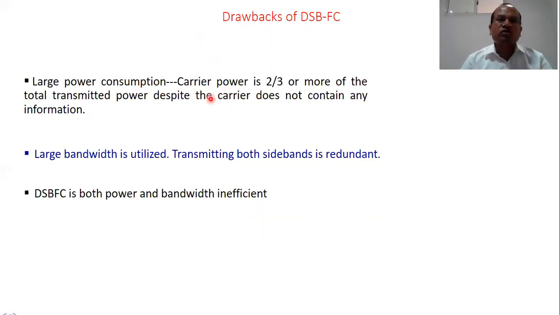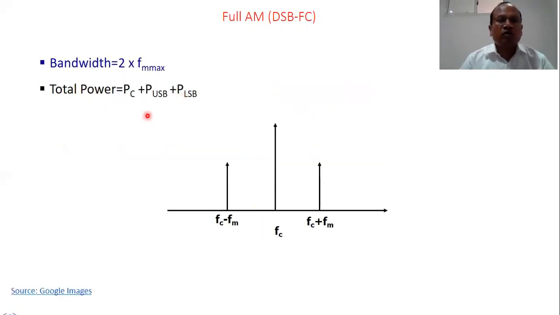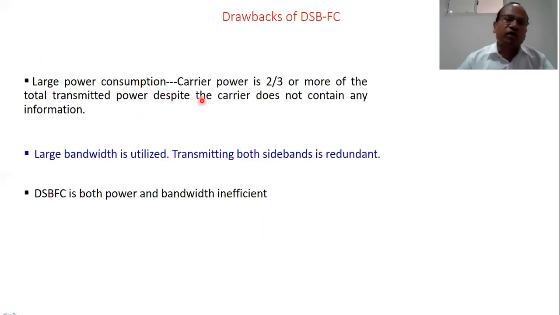Carrier power is almost 2/3 or more of the total transmitted power, despite the fact that the carrier does not contain any information. Do you understand the meaning of this statement? This is very important. The carrier requires 2/3 of the total transmitted power. See here, the total power is carrier power plus upper sideband plus lower sideband. So almost 2/3 of the power or even more is in the carrier. Hardly 1/3 of the power is required for transmitting both the sidebands.